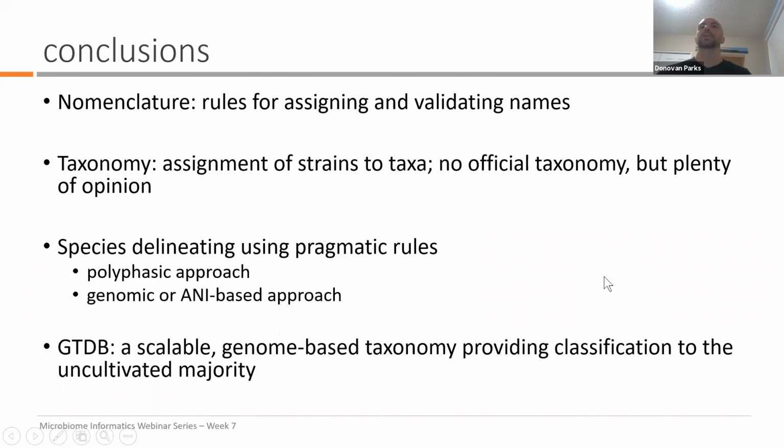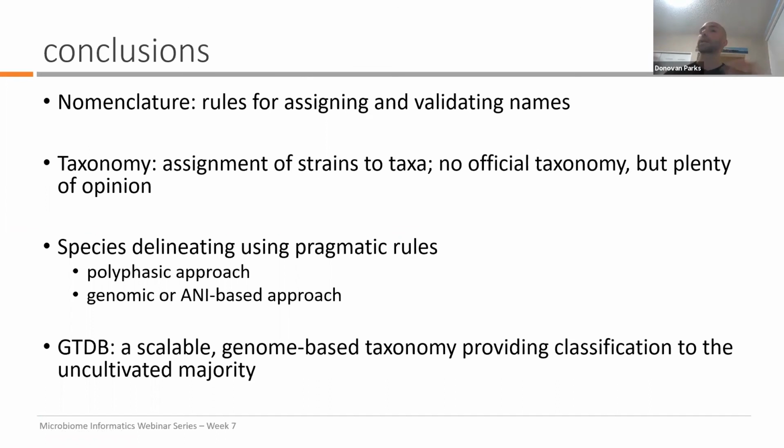All right, so just to conclude here, we started with discussing nomenclature. This is basically a formal set of rules for assigning names, and a committee that validates proposals of new names. We then talked about taxonomy and the fact that there is no official taxonomy, just taxonomic opinion. And then we discussed species definitions.